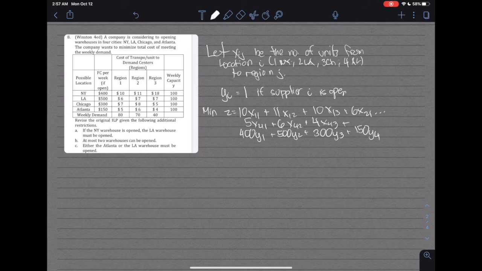For fixed cost, we've modeled it as such so that when, for example, plant y1 is open, this will become 400 times 1. Therefore, the fixed cost of 400 will be incurred. Conversely, if y1 is closed, this will become 400 times 0, and the fixed cost will not be incurred.